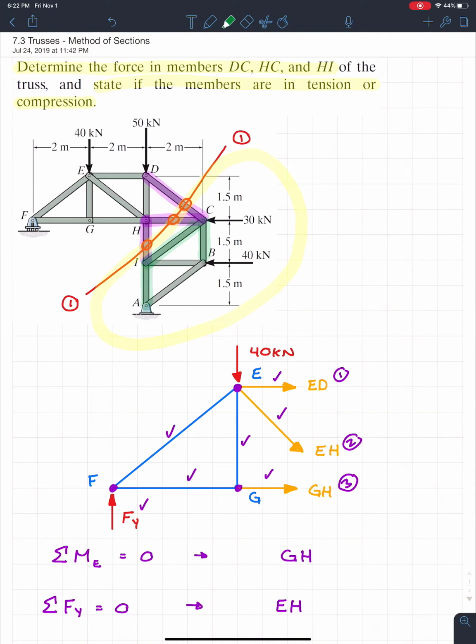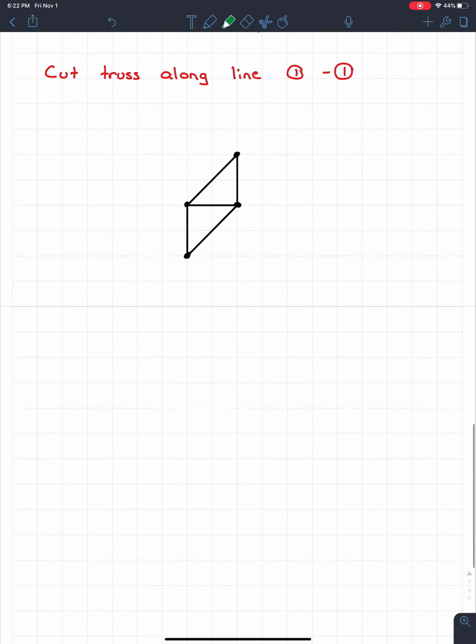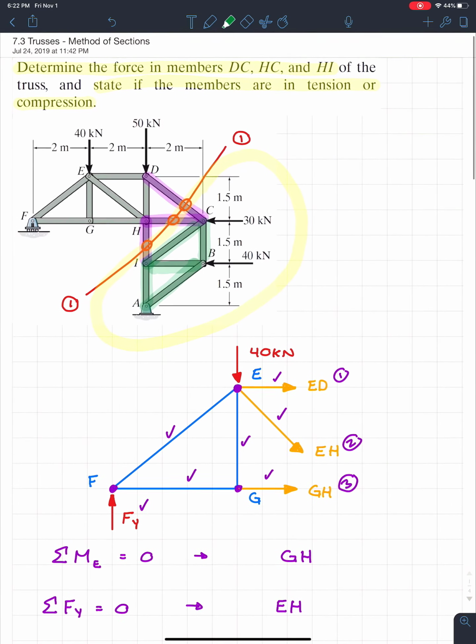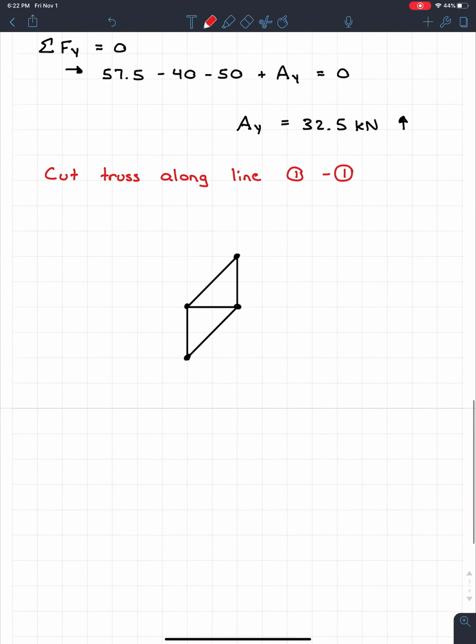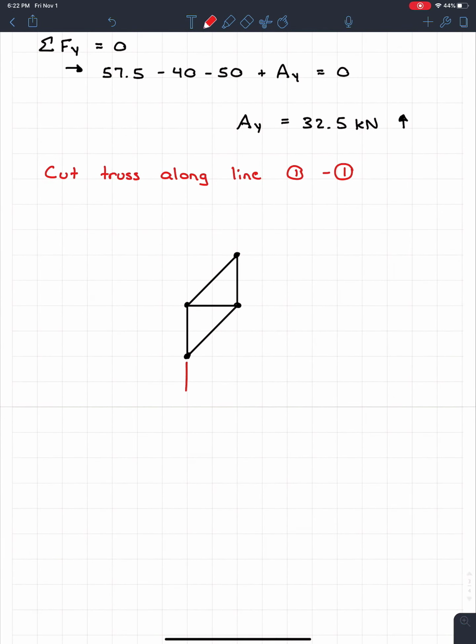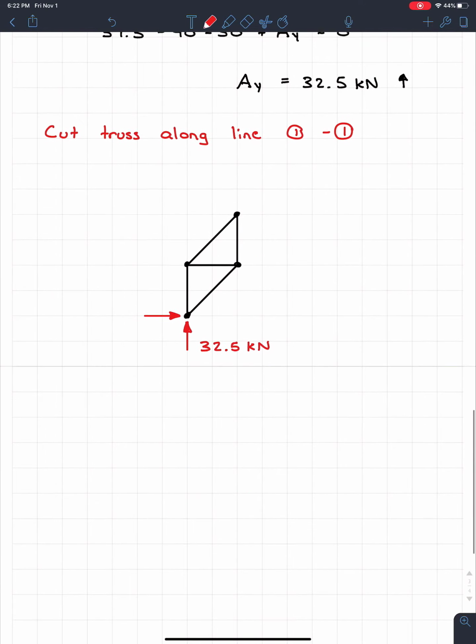We didn't cut them, so they just remain members. And did I get the one going across? Oh, I did. Perfect. So now I'm going to want to put in my support reactions that I already found at point A. So I'm going to switch to a red color just to show that these are my support reactions. So we know that we had an AY going up like this, and then we had an AX coming across like this. And we know their values, so I'm just going to put them in directly. So this is 32.5 kilonewtons, and AY is 70 kilonewtons.